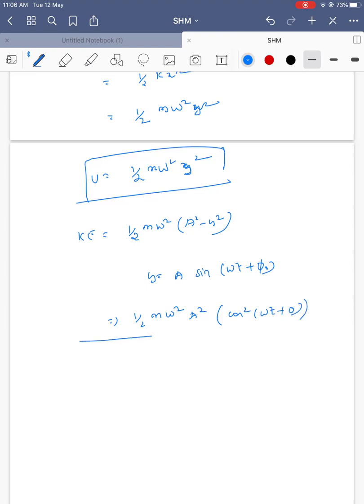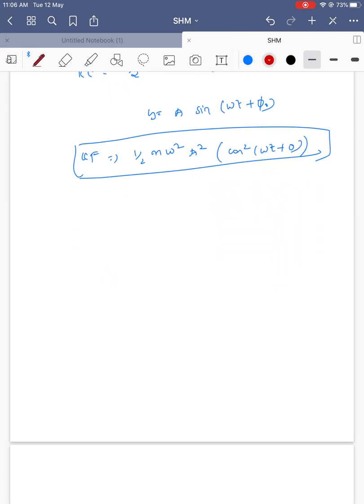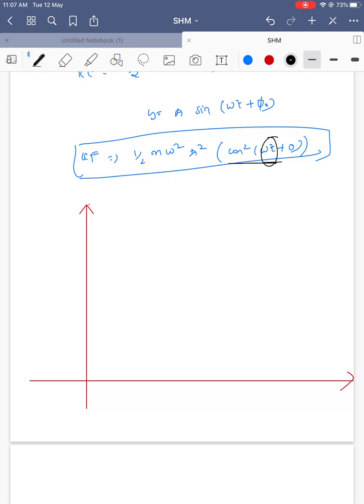So how will the cos square function vary with respect to time? Let's draw the graph, kinetic energy versus time. The cos function starts from where? Cos 0 is equal to 1. The square is there everywhere, so there will be no negative term. Initially it is at the mean position, so the velocity will be maximum. If omega t plus phi naught is 0, then KE has its maximum value, half m omega square a square, and then it comes down.